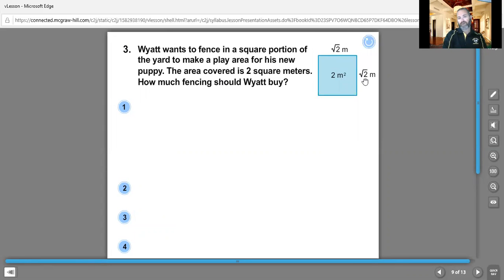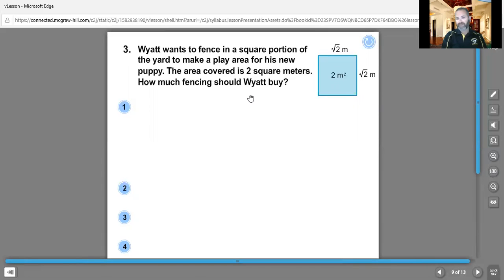So in order to find the perimeter of this square, which is what we need to figure out how much fencing he's going to have to buy, we're going to have to take the square root of 2 and multiply it by 4. That'll tell us how much fencing he needs. But what is 4 times the square root of 2?